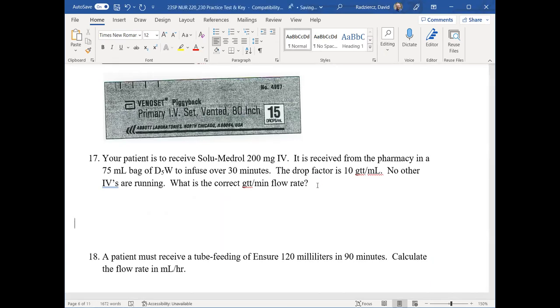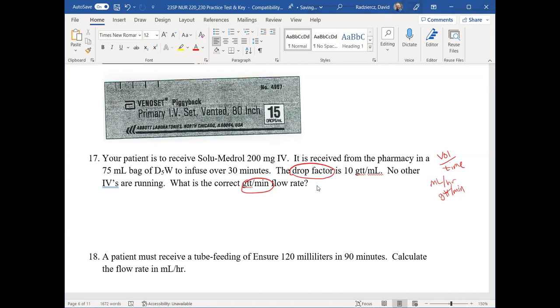All right. So 17 is a good one to ask about because it has some extra information you don't need to know. The first thing you need to know when we do flow rates is that all we need is volume and time. Ultimately, we need milliliters per hour or drops per minute. If it says there's a drop factor, then we know we're doing drops per minute.